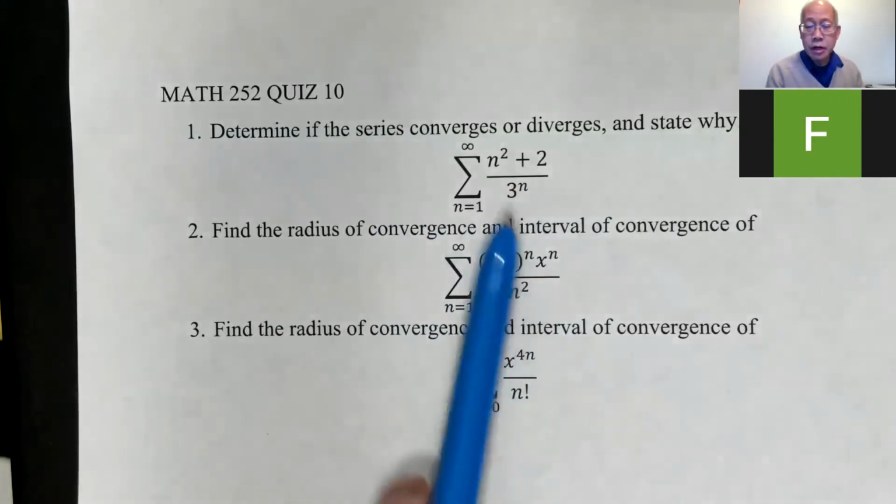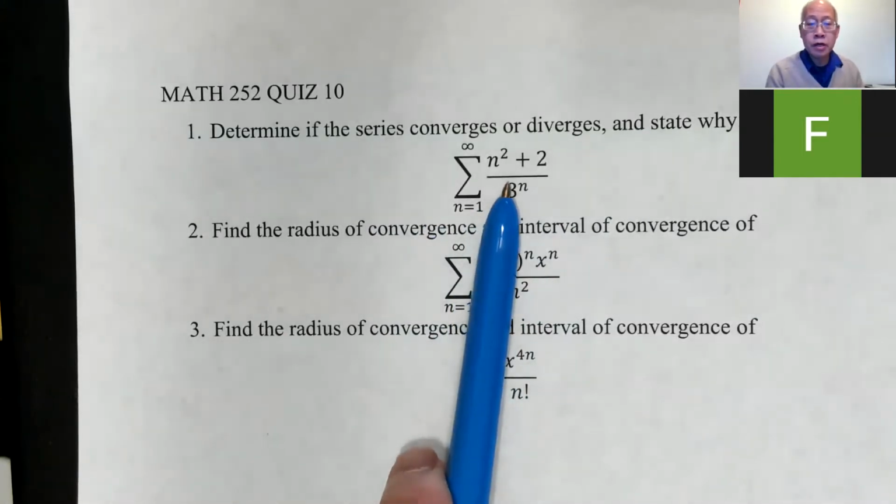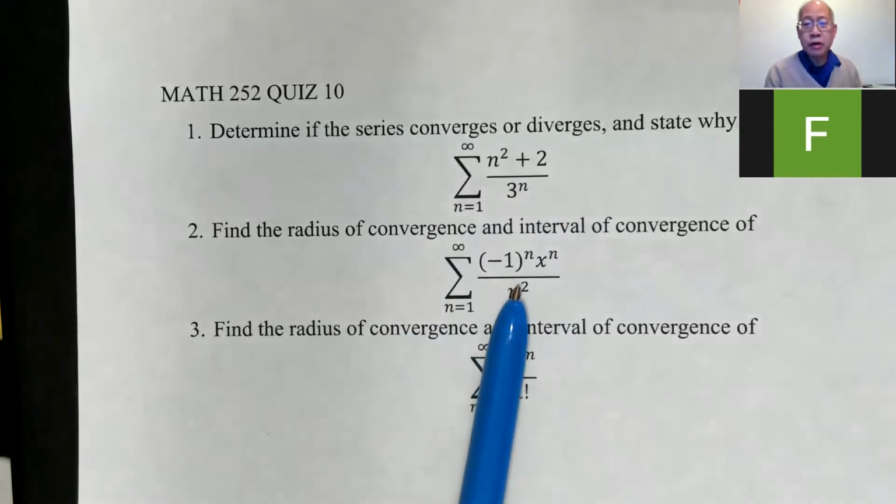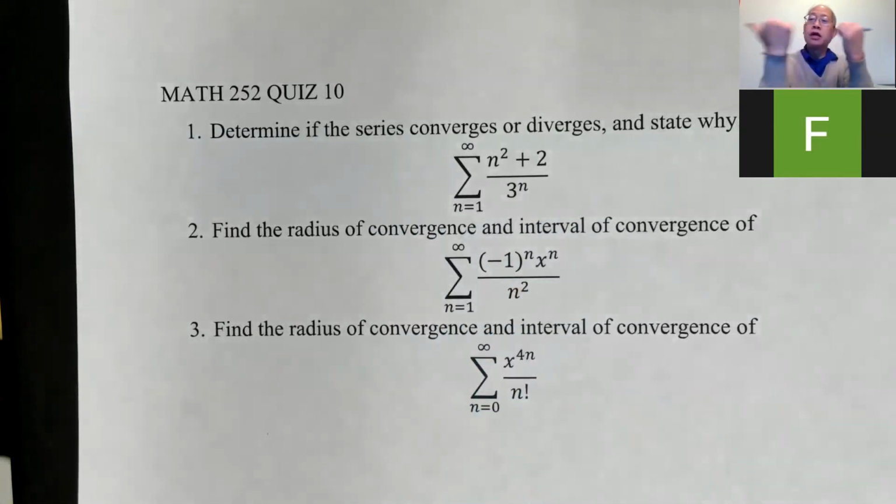Notice there's an X here. There's no X in problem number 1. In 2 and 3, there's X's, which means you have to determine a radius of convergence. How much do I go left and right from the center? And the interval of convergence.